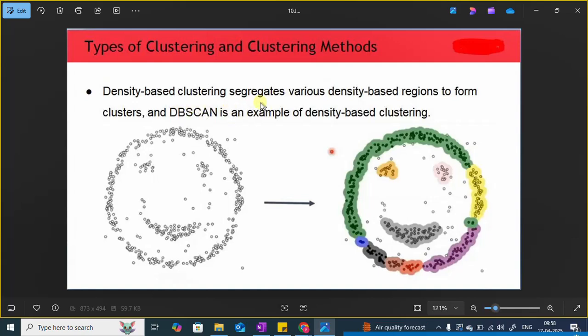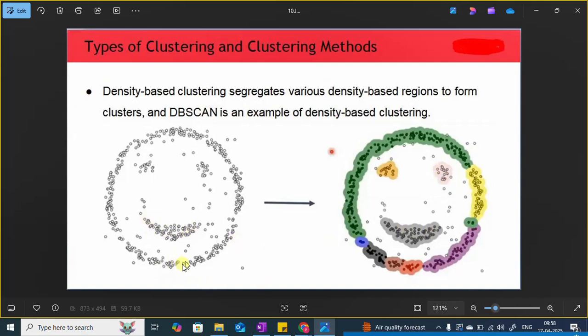Now similarly, the third one is density-based clustering. Density-based clustering segregates various density-based regions to form clusters, and DBSCAN is an example of density-based clustering. This is also one of the algorithms used as a clustering technique. Density means where a bunch of data points is present, it creates a different cluster. Here a bunch of data points is present, it creates one cluster. Here another bunch creates another cluster, and here another.